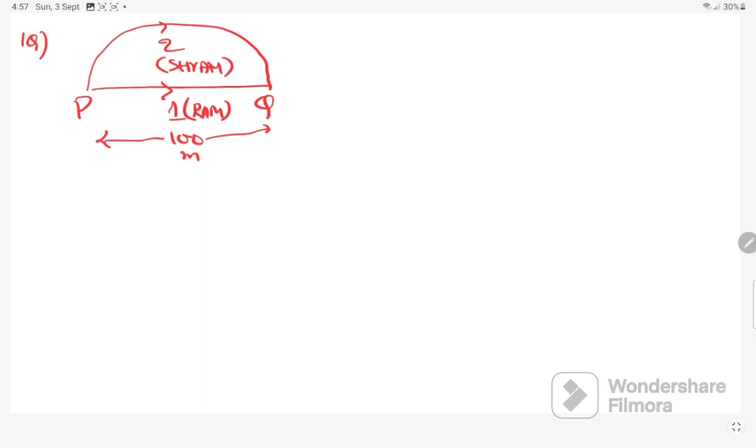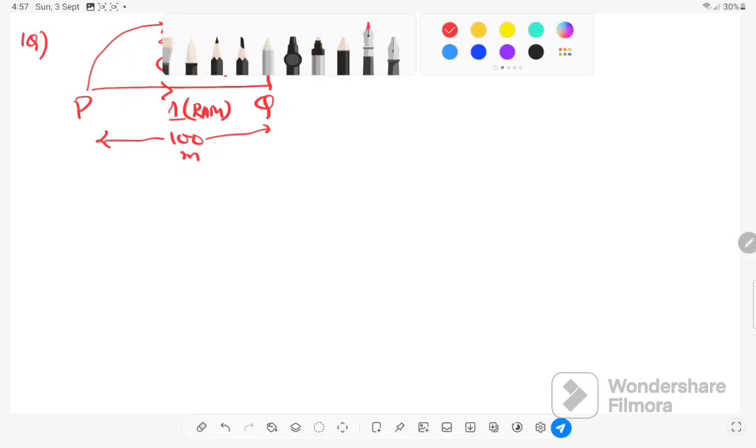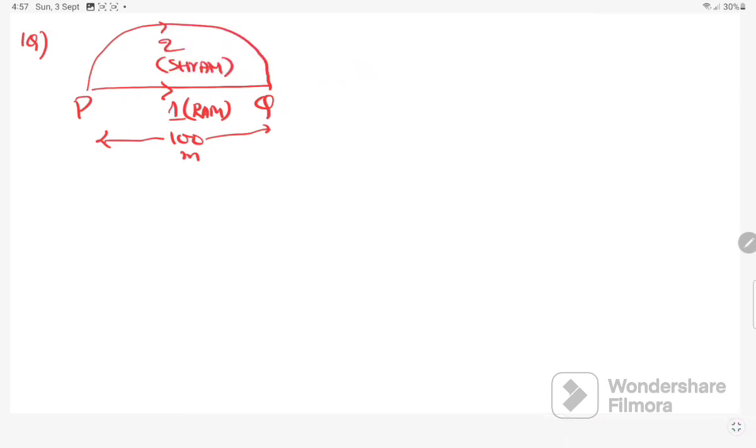Okay. The question is like this. Find the distance traveled by Ram and Sham, and at the same time you have to find the displacement of Ram and Sham. So we need to find the distance traveled by Ram as well as the distance traveled by Sham. After that, we need to find the displacement of Ram as well as Sham.